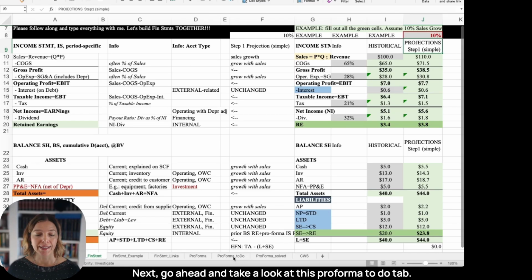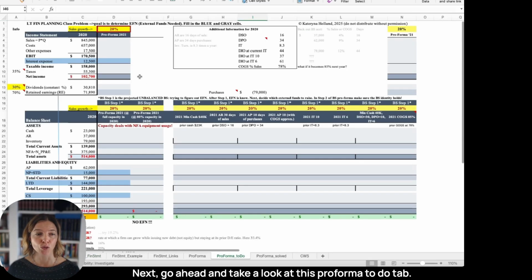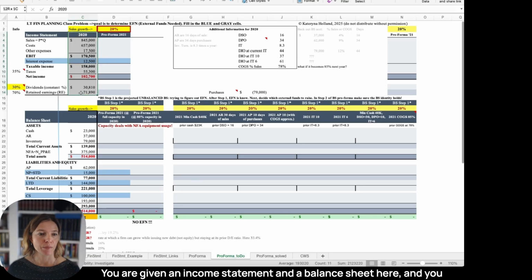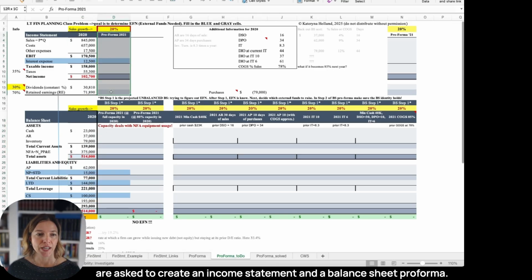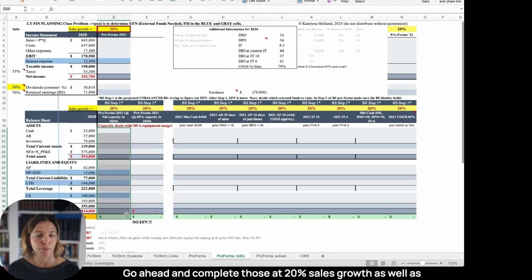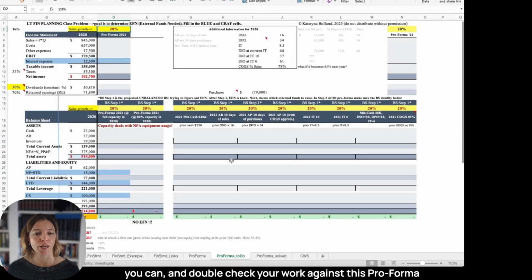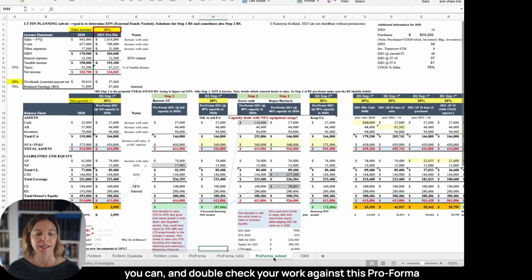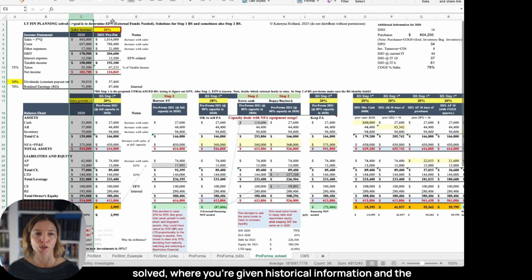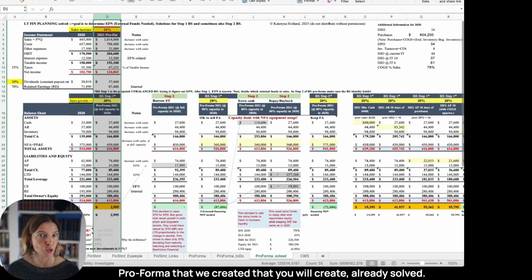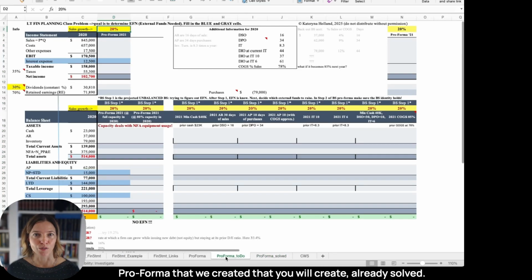Next, go ahead and take a look at this Pro-Forma To-Do tab. You are given an income statement and a balance sheet here, and you are asked to create an income statement and a balance sheet Pro-Forma. Go ahead and complete those at 20% sales growth as well as you can, and double check your work against this Pro-Forma Solved, where you're given historical information and the Pro-Forma that we created, that you will create, already solved. Good luck.